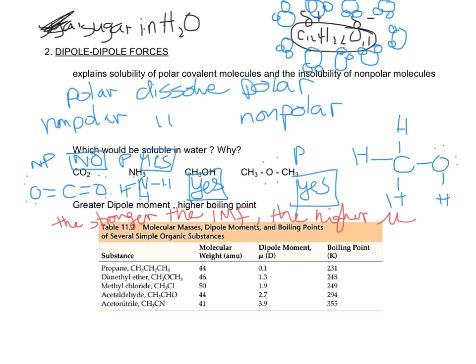So if you look at this table right here, you'll see different substances and their molar mass, because remember, molar mass also contributes to the strength of your London dispersion forces, which are intermolecular forces. But you can see the dipole moment here, and the higher the dipole moment, the higher the boiling point. Again, because these are attracting each other more, so it's harder to separate them and turn them into a gas.